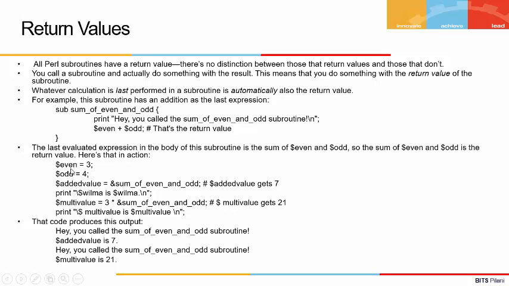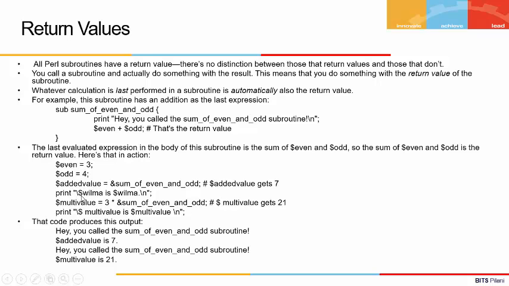So we have the variable even with a value of 3 and the variable odd with a value of 4. We declare one variable here, added value, and I'm calling the subroutine even and odd. The return value is the addition of the even and odd variables, which will be 7, and that will be assigned to my variable added value.